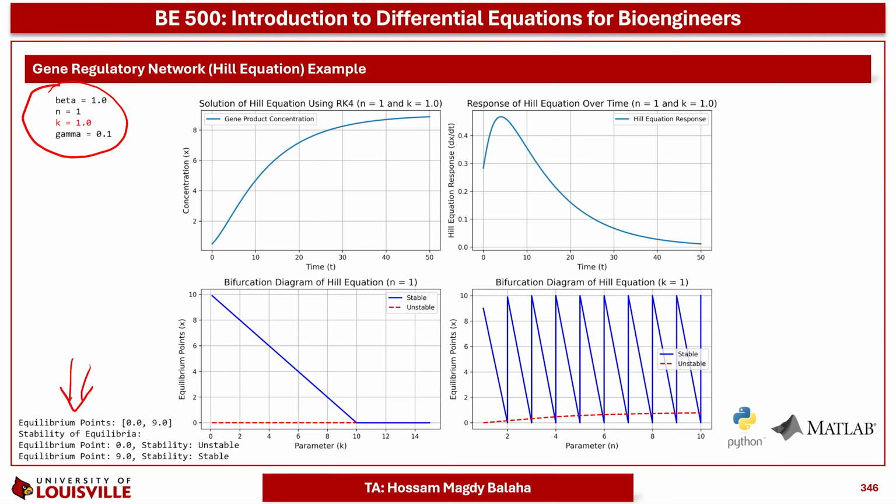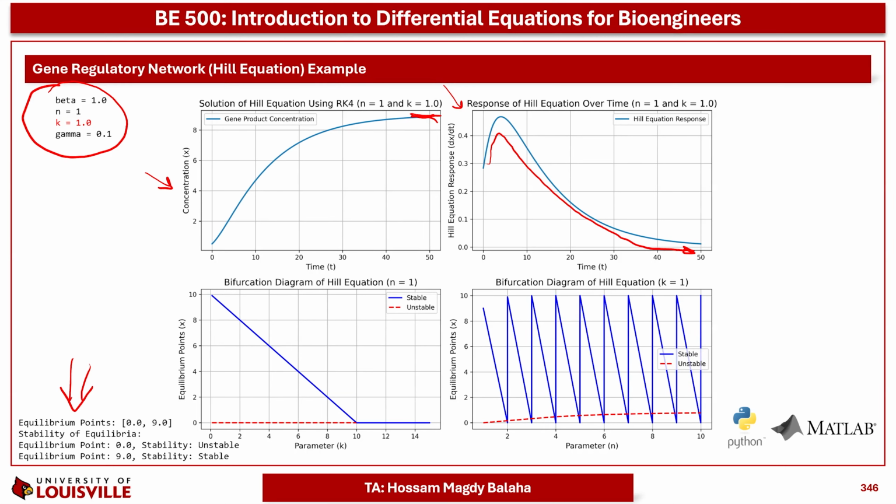And to understand the figure, the first subplot is the time versus x. So by increasing the time, the concentration increases until it reaches a certain value. And for the second subplot, which is the time versus dx by dt, or the derivative of our concentration, it increases and then decreases until it reaches a value near 0. So this means we don't have any loops here, or periodic cycles.